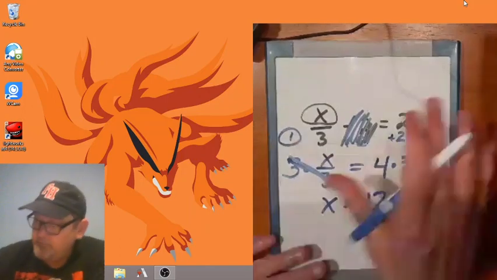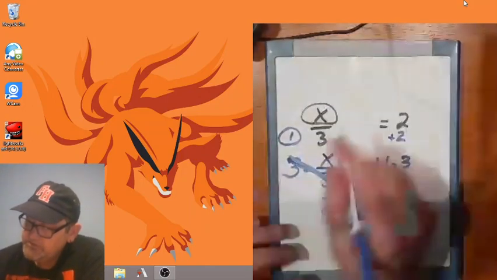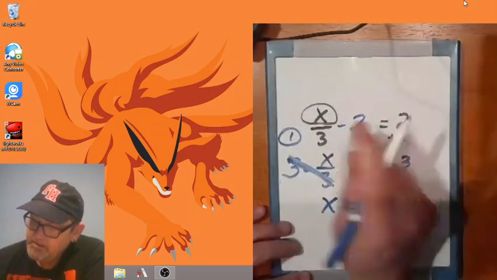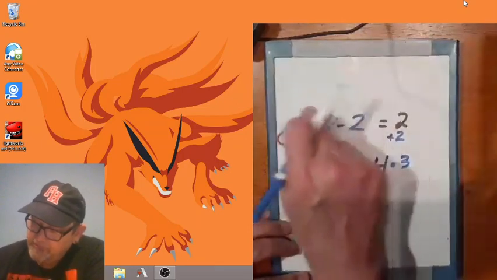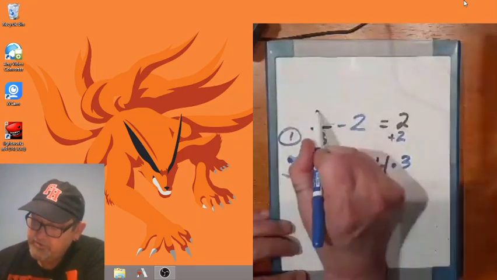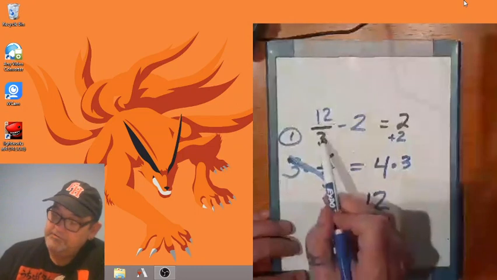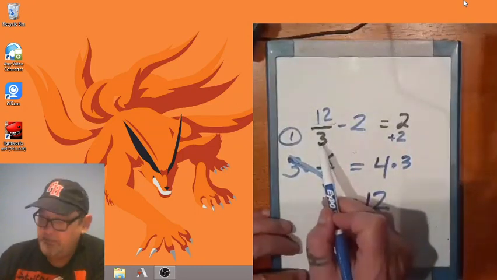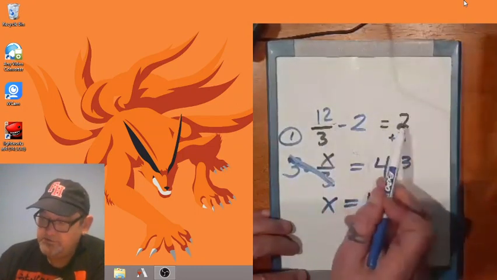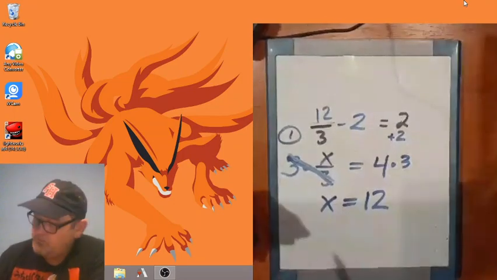Now if I go back to my original equation, this was minus 2, right? Let's substitute 12 for x and see if we're right. 12 divided by 3 is 4, and 4 minus 2 equals 2. So there you go. Worked perfectly.